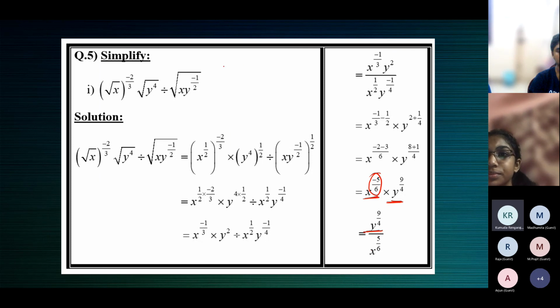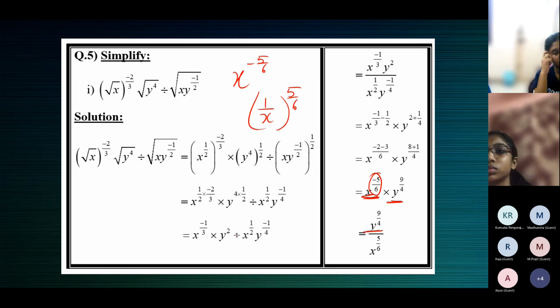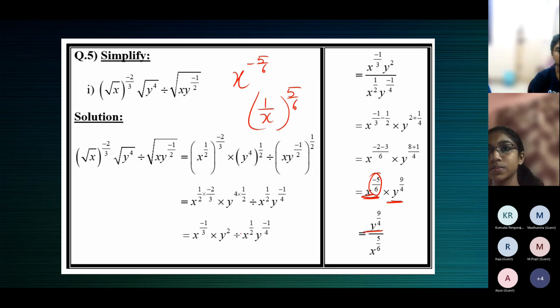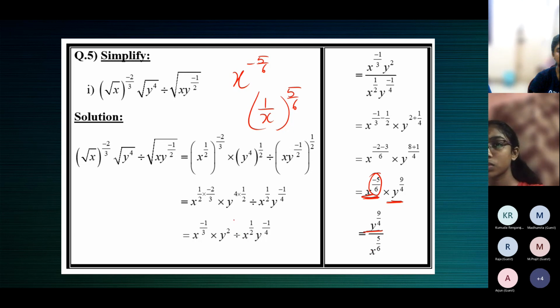Now, if you want to know why, what is this rule, you apply the usual rule. How do you write the equivalent of x to the power minus 5 by 6? It is the reciprocal of the base, 1 by x to the power 5 by 6. So x to the power 5 by 6 comes to the denominator.